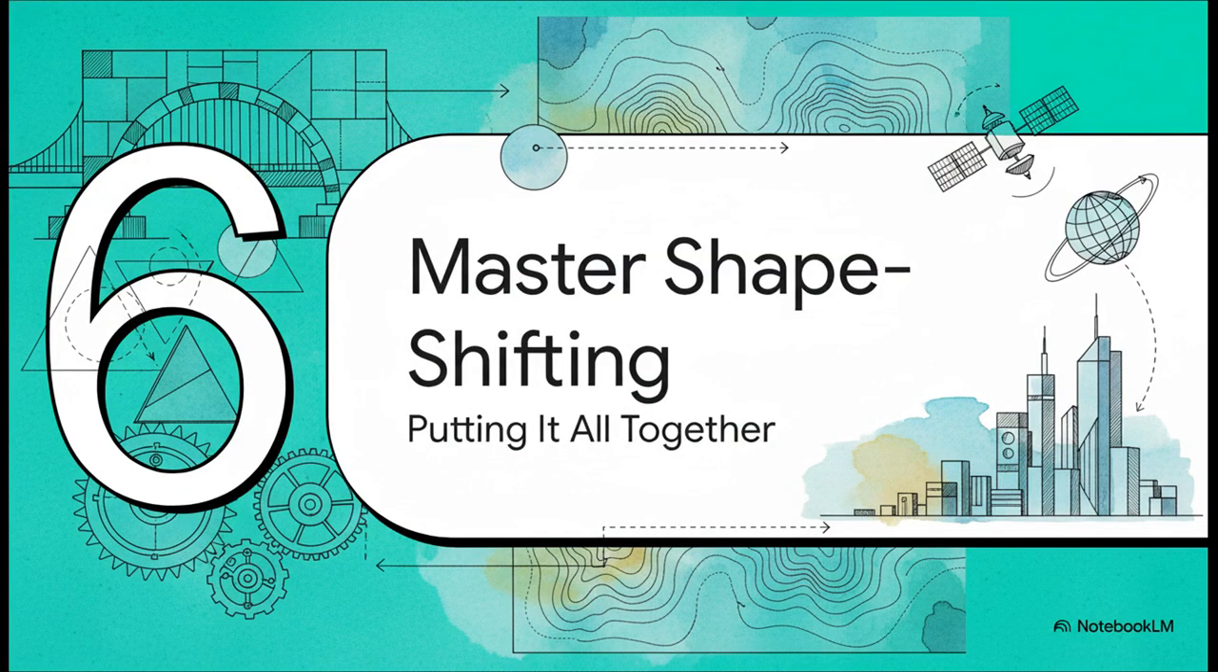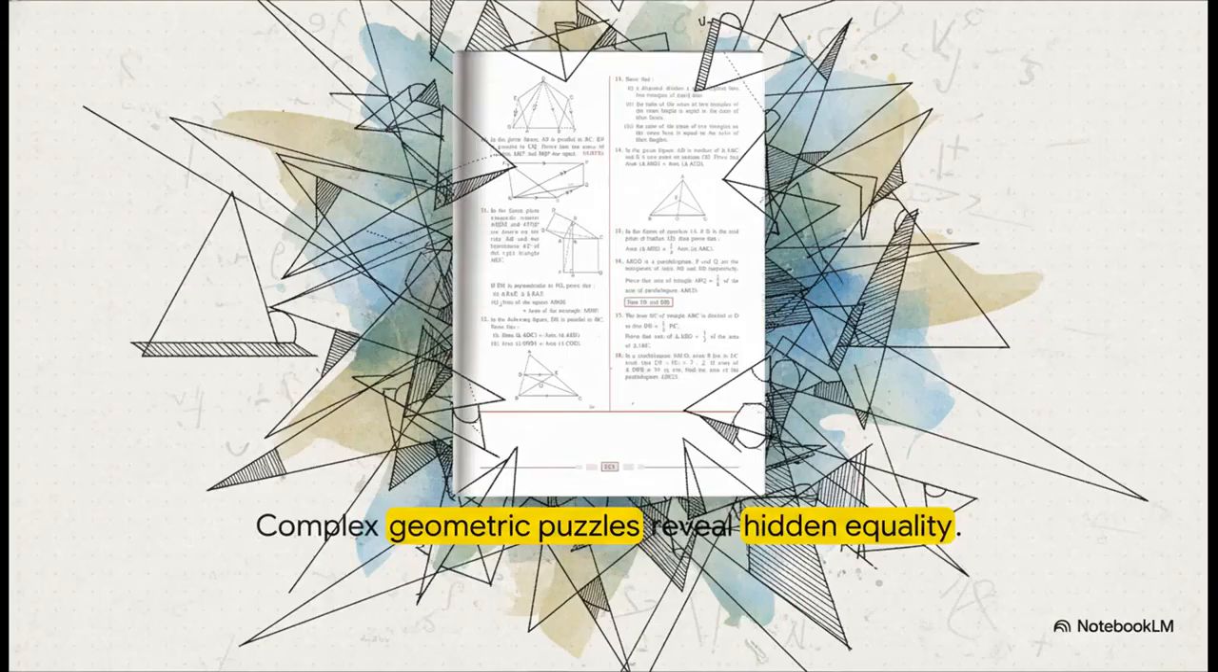Let's bring it all home in section 6, master the shapeshifter, putting it all together. Finally, let's talk about why building this exact geometric toolkit is so incredibly useful for real-world mathematical applications. At first glance, this higher-order thinking skills diagram looks like absolute chaos, right? It's a terrifying jumble of overlapping triangles, intersecting diagonals, and parallel indicators just flying everywhere.